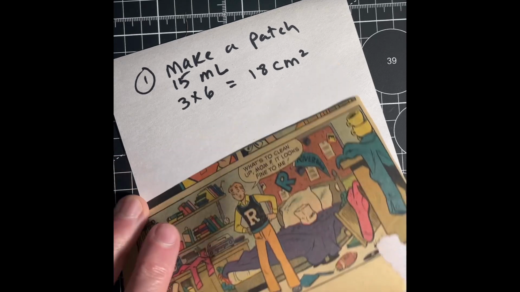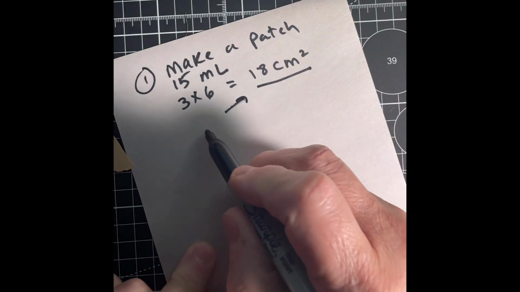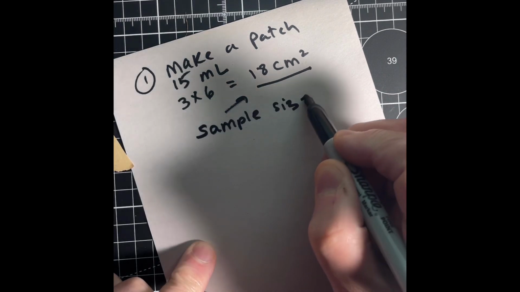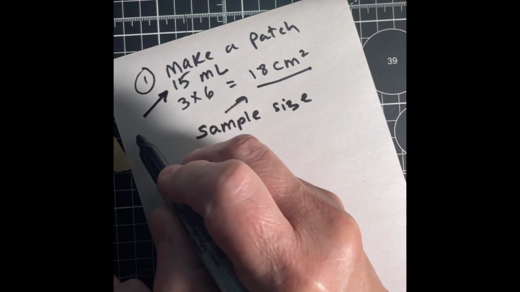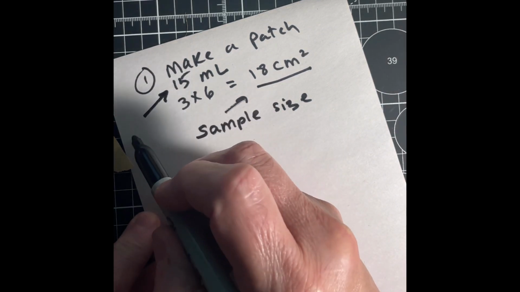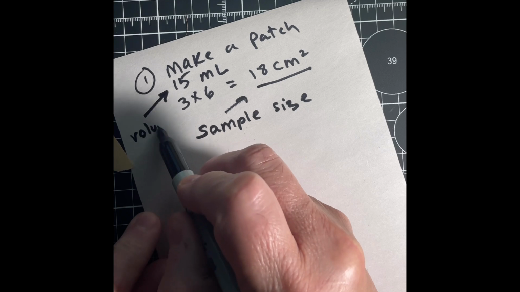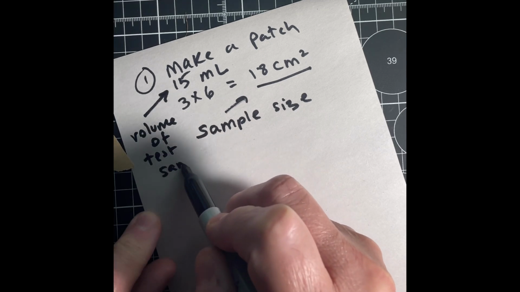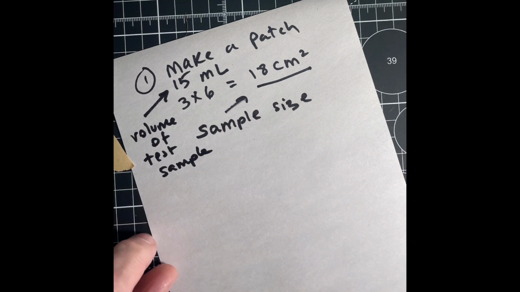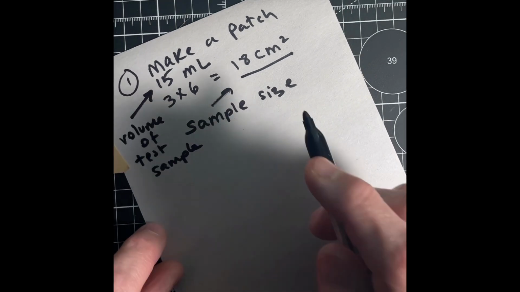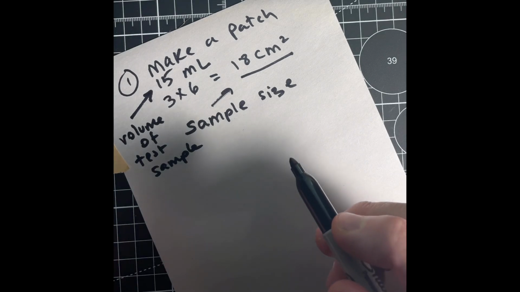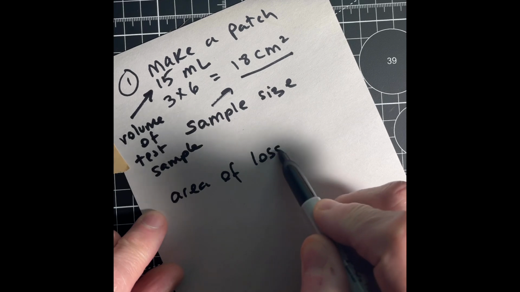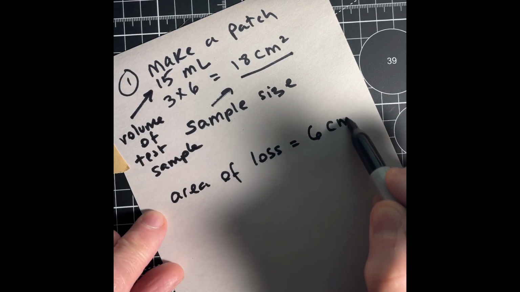So if you have the patch, I should write this here. This is the sample size. 15 mils is the volume of the test sample, right? So you have that information, and now you have the area of the loss. Area of the loss is 6 centimeters squared, 2 by 3.